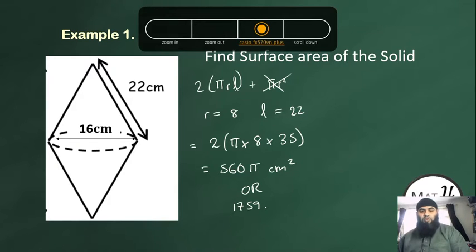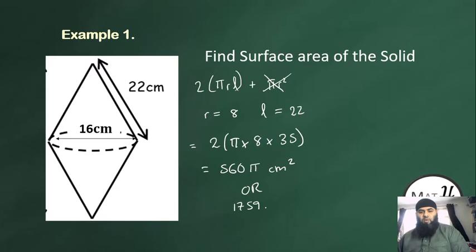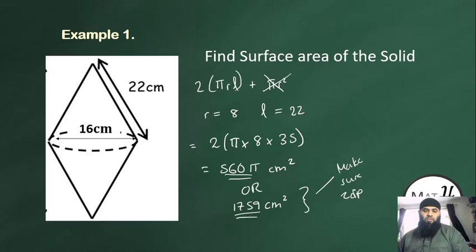Centimeters squared. It's always good practice to write it to 2 decimal places. So make sure you use 2 decimal places in your exam. Yeah, so these are the 2 answers. But if you write into decimal places, make sure you have 2 decimal places. Go to question number 2.